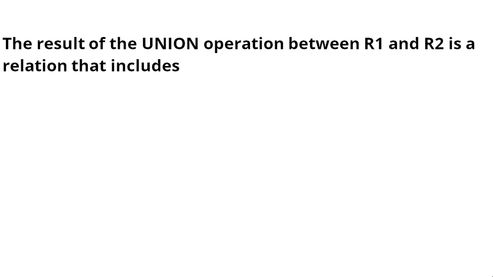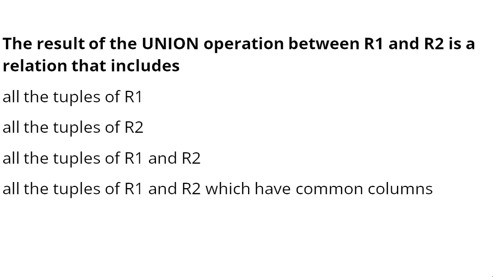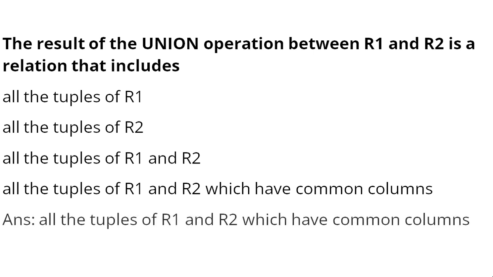The result of union operator between R1 and R2 is a relation that includes all the tuples of R1, all the tuples of R2, all the tuples of R1 and R2, all the tuples of R1 and R2 which have common columns. And the correct option is all the tuples of R1 and R2 which have common columns.